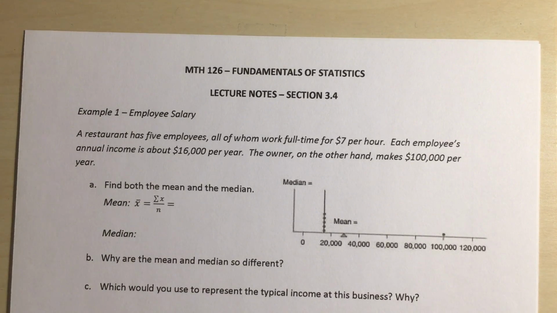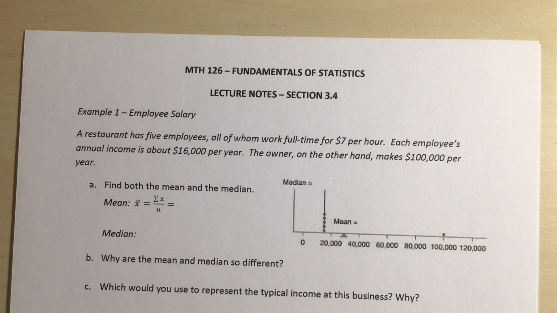In these next two examples, we are going to compare our mean and our median. So in example one, we're going to look at employee salary. A restaurant has 5 employees, all of whom work full-time for $7 per hour. Each employee's annual income is about $16,000 per year. The owner, on the other hand, makes $100,000 per year.